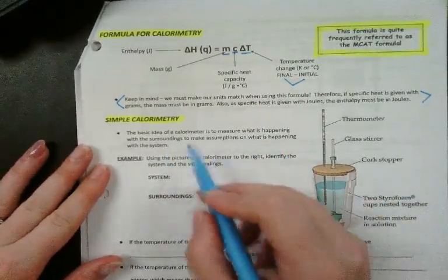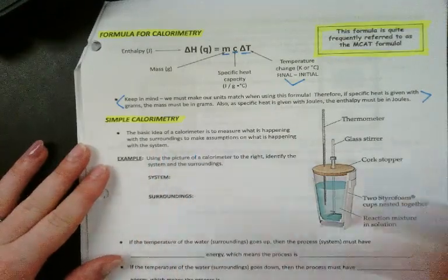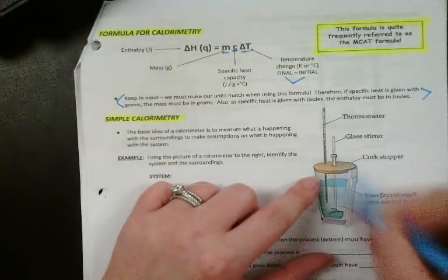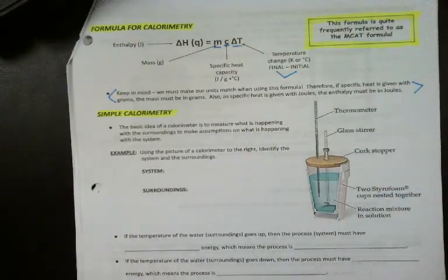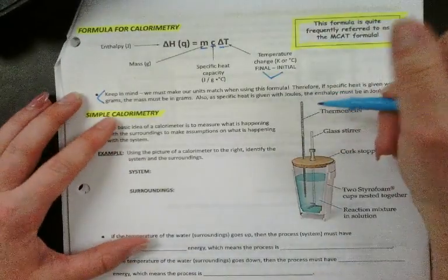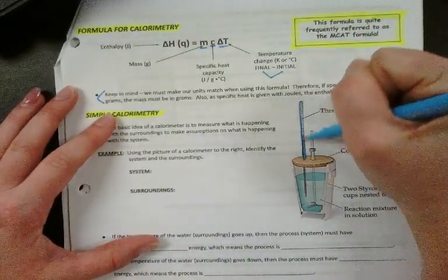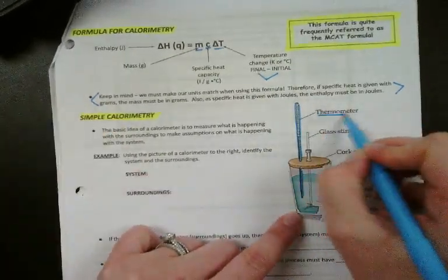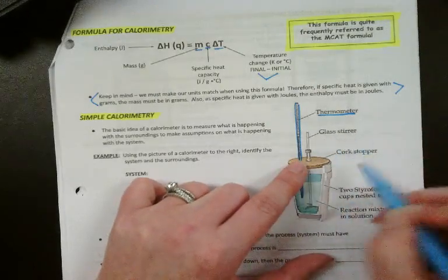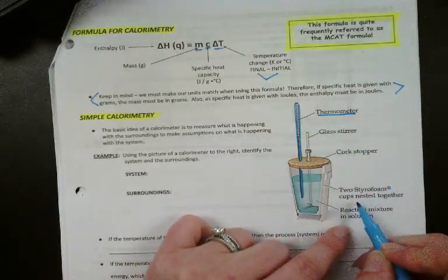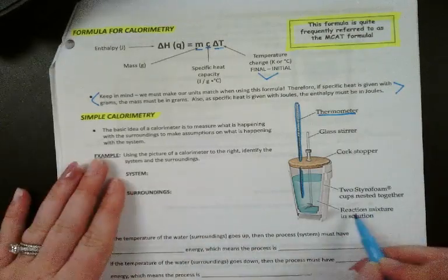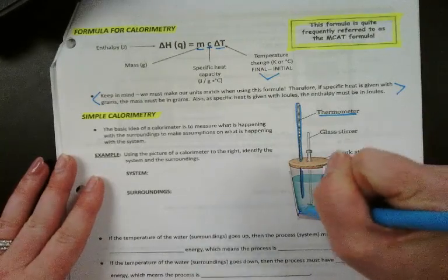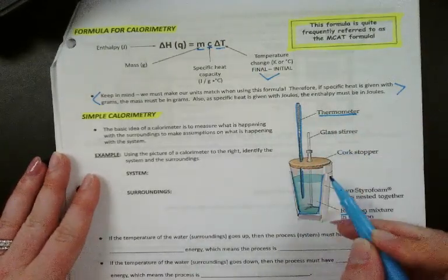All right, so simple calorimetry. The basic idea of a calorimeter is to measure what is happening with the surroundings to make assumptions on what is happening within the system. This is basically a setup, and this is what we are going to do in our lab. You have your thermometer, which goes all the way down. You also have your glass stir, a cork stopper, two styrofoam cups that are nested together, and then your reaction mixture in the solution.